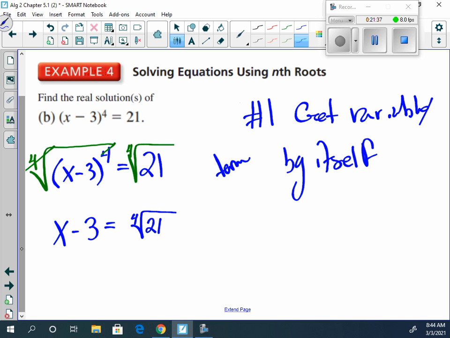Now, how many different answers did we say when we have an even root and positive number? We could have 2. So we have to include plus or minus. Because whenever we take the even root of a positive number, we're going to have to add that plus or minus.